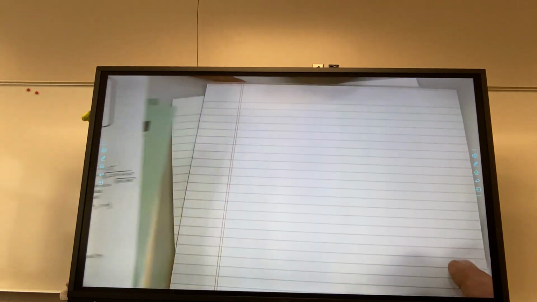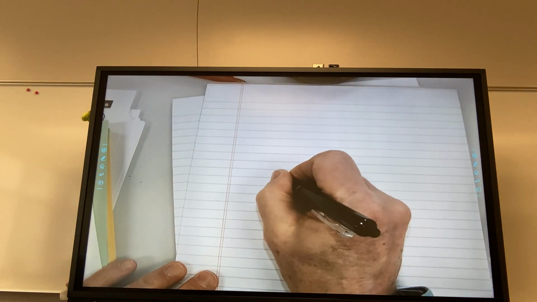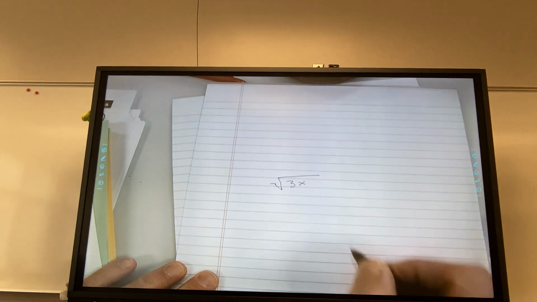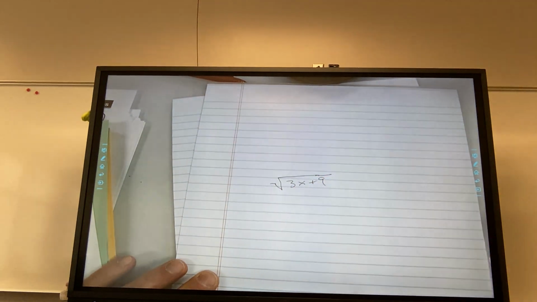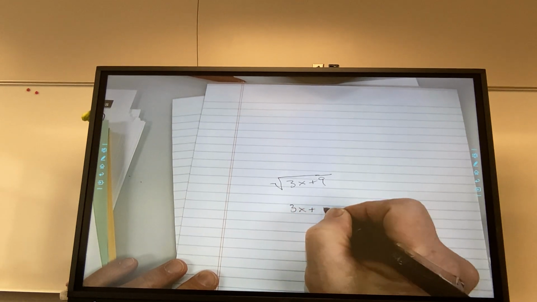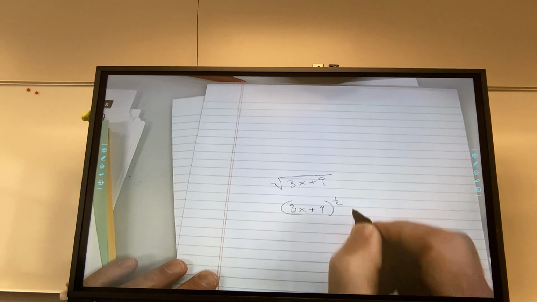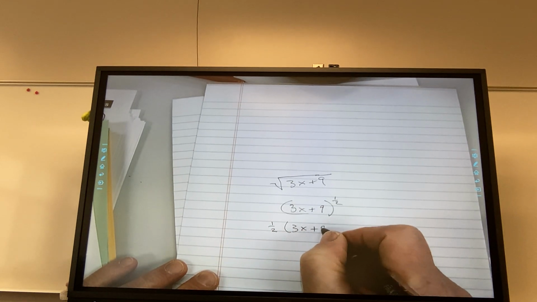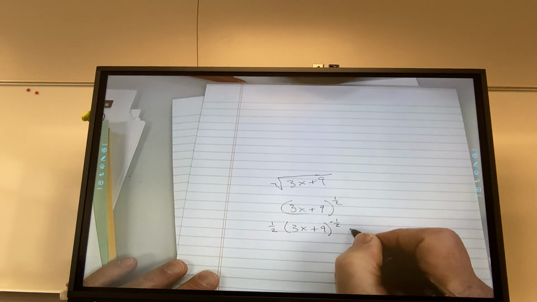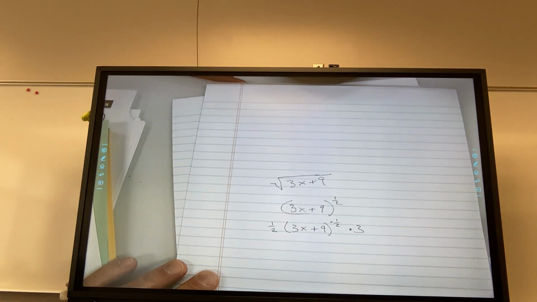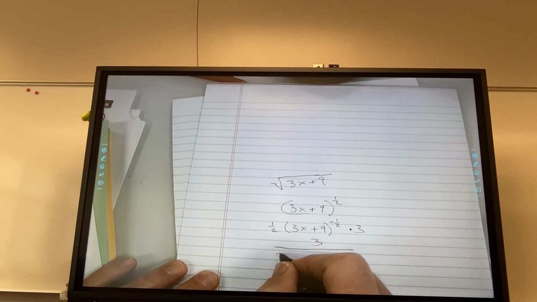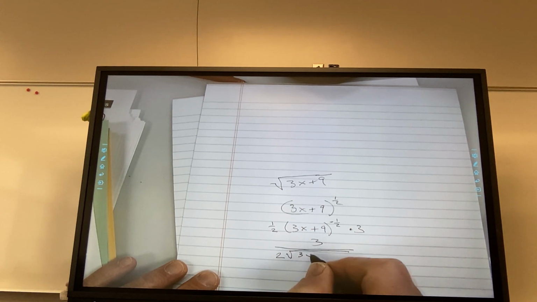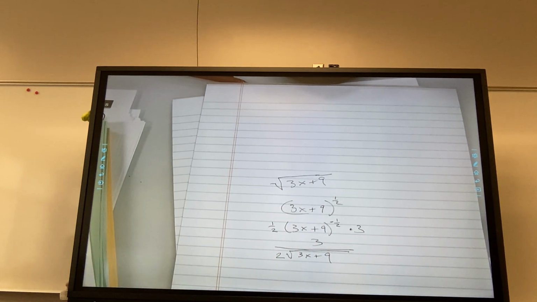Right, and what I can do is I can show you something like this. Let's say I have the square root of 3x plus 9. Okay? And so that's 3x plus 9 to the 1/2 power, correct? Yeah. Its derivative is going to be 1/2, 3x plus 9 to the negative 1/2 times 3. So you're going to get 3 over 2 times the square root. Yeah, I get it now. Does that help? Okay. Thanks. Yep.